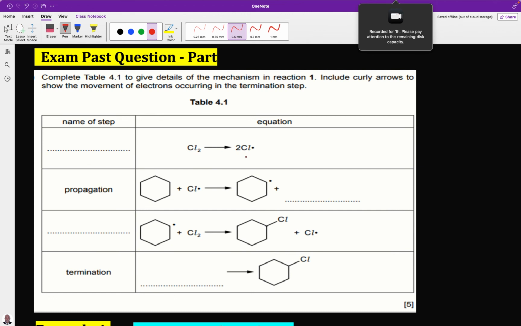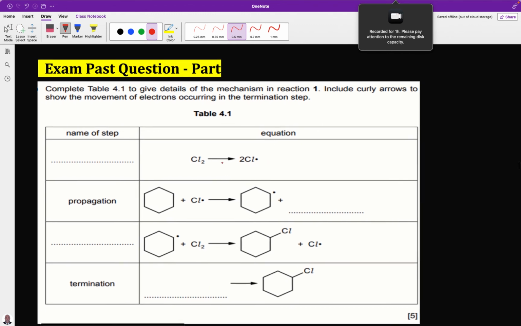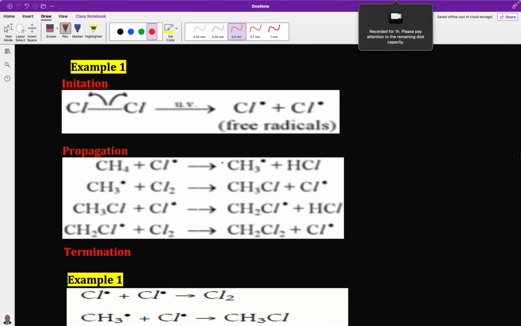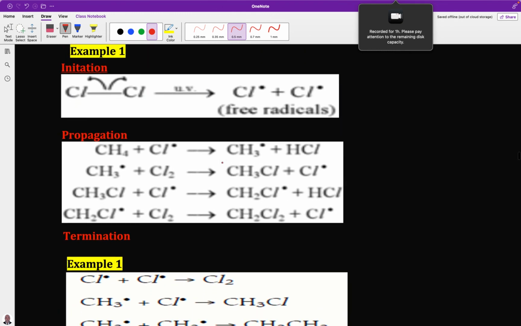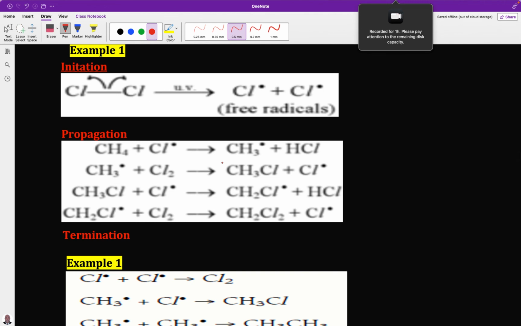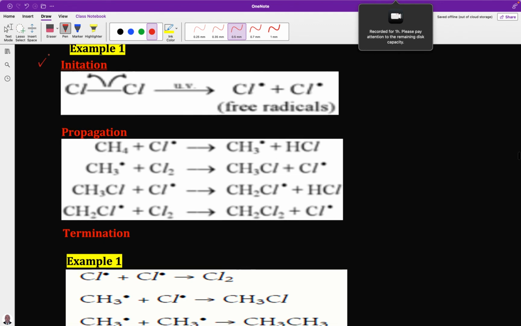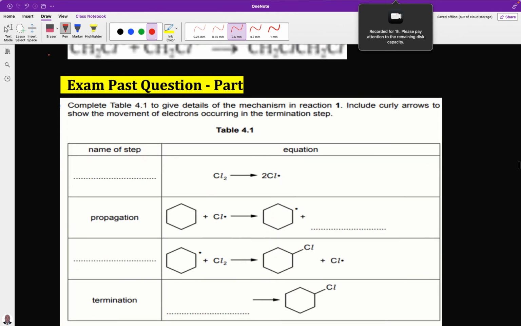Chlorine molecule to give two chlorine radicals. What step is that? You saw it, to give two chlorine radicals. There are two chlorine radicals there. So what stage is that? This is the initiation stage. That is the initiation step.